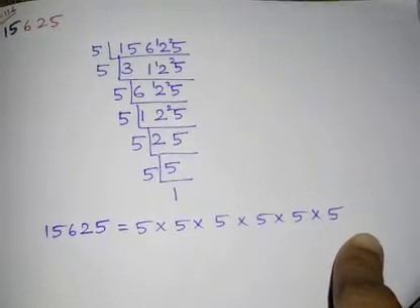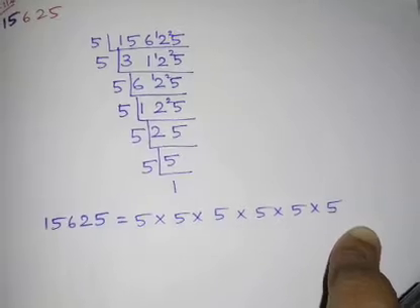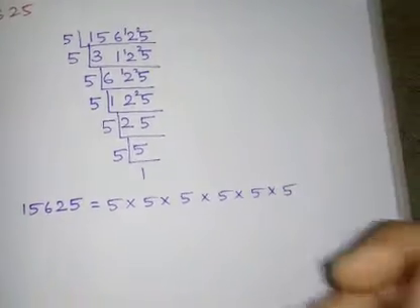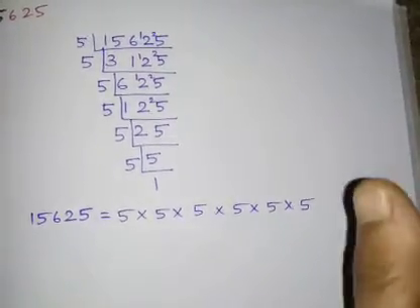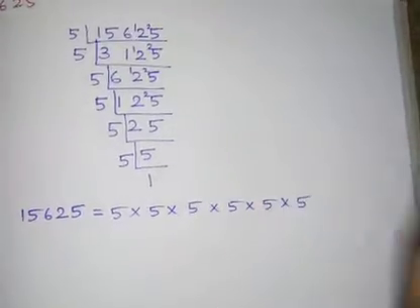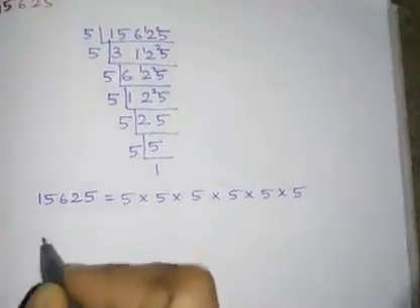Now what do we have to find? We are supposed to find the prime factorization of that number. So how will you find it? First we have found the prime factorization. This is your prime factorization. Now we are supposed to find the cube root of that number, right?